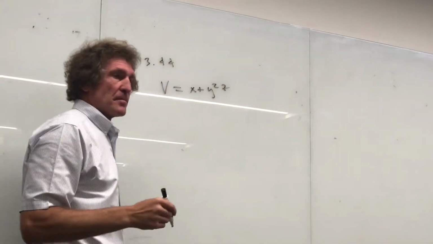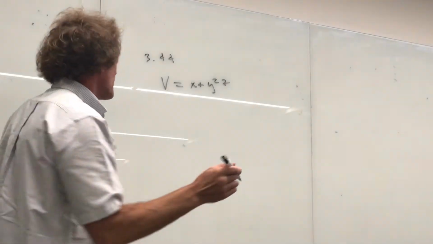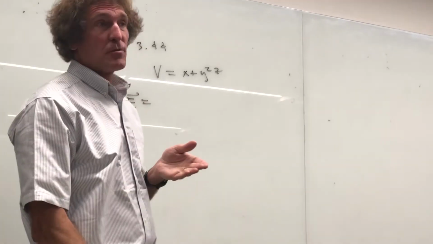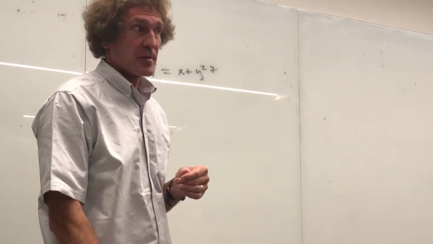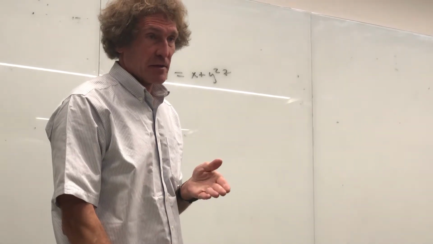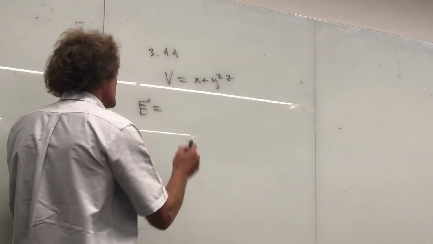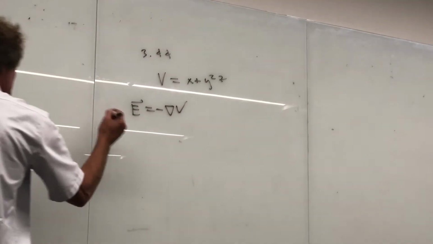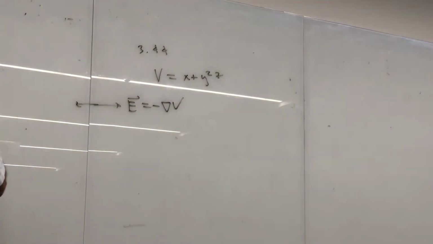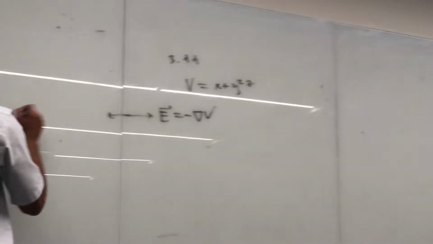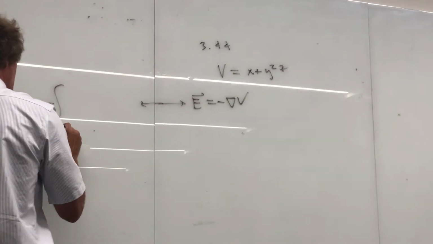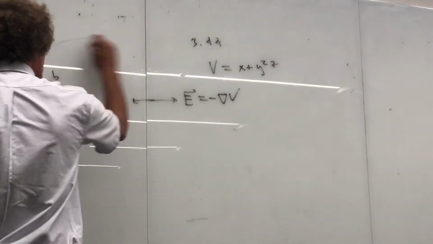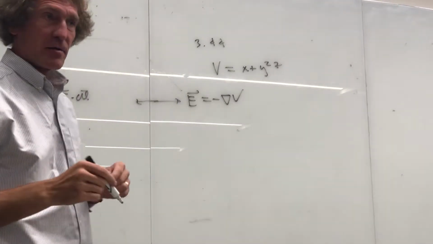That's a scalar operator. It's in Cartesian. And they want to know the E field, right? So what's the relationship between voltage and electric field for electrostatics? Not integral, minus the gradient of V, right? Remember this, that is the differential form. The integral form is V between B and A is equal to minus the integral from A to B of E dot dl. That's voltage. If you have voltage, you want E field, you do the gradient operator.